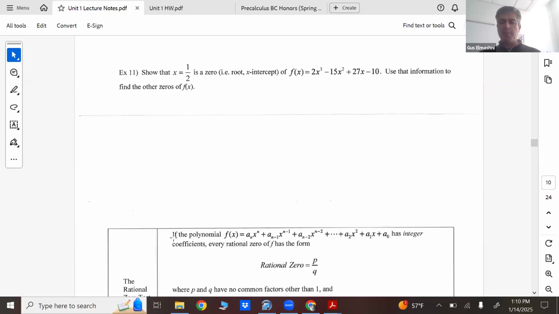Let's look at example 11. This will be our last one. We'll stop here and we'll do the homework quiz after this. Show that x equals half is a 0 for that function, and then find the other zeros. Great. Here's what we're going to do, guys.